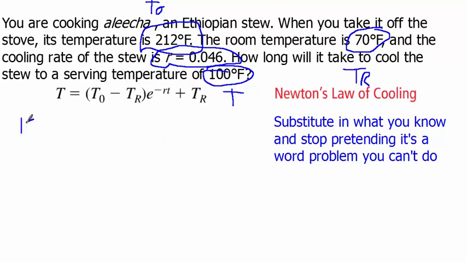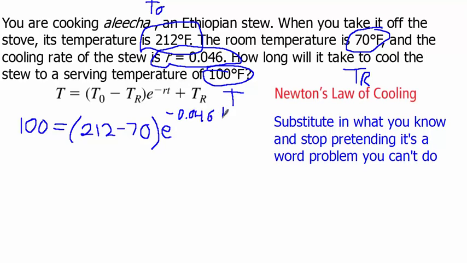So, temperature I want the stew to be at. Initial temperature minus room temperature. You can simplify that. E to the negative rate T and plus the room temperature. Guys, that's now just a problem that you need to number crunch. So I'm going to move the 70 over to the other side, get 30.